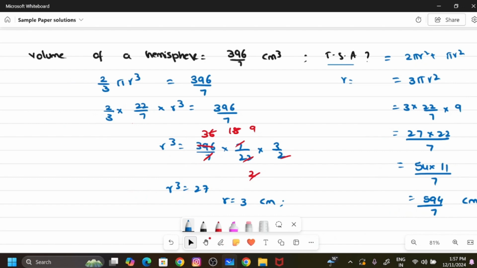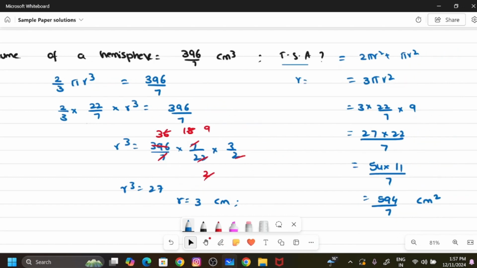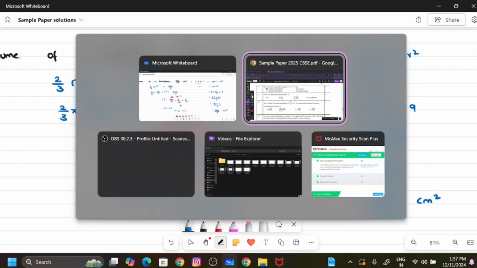So volume of hemisphere has been given. We have to find the total surface area. We know total surface area of hemisphere is 3 pi r square. In order to find the TSA, we need the radius. So that radius can be found from the volume. So just equate 2 by 3 pi r cube to the given volume. Then we get r cube value. From that find the value of r. Substitute that r in 3 pi r square. We get our required total surface area of the given hemisphere.